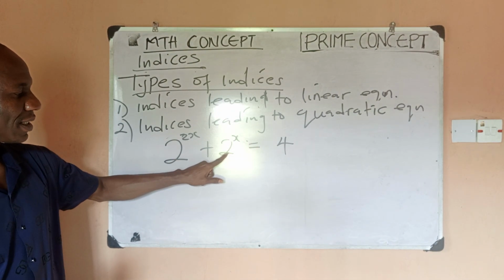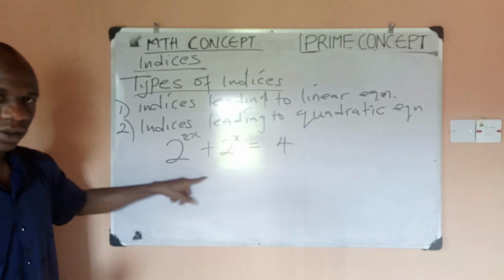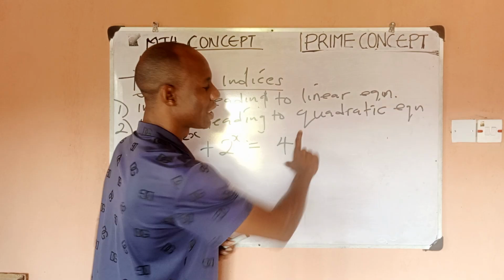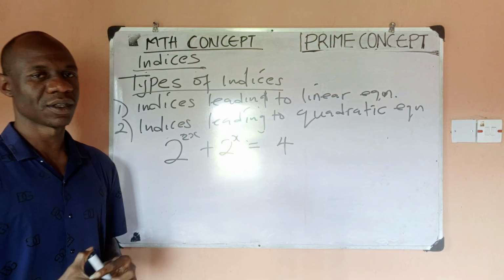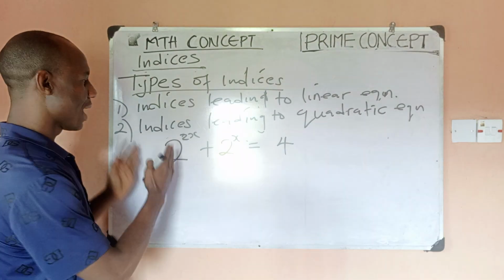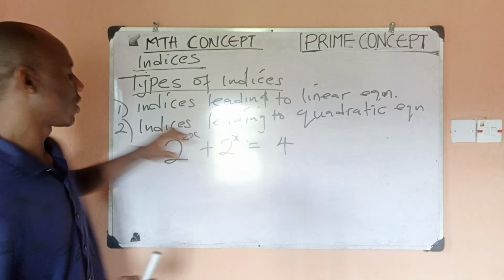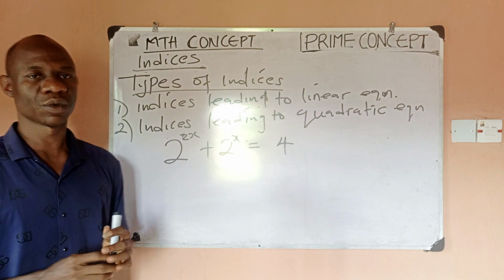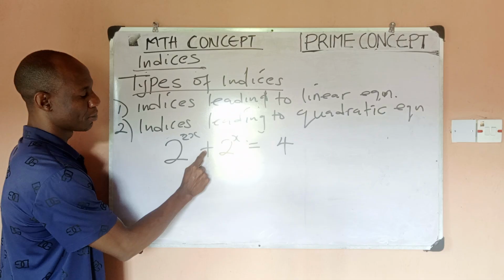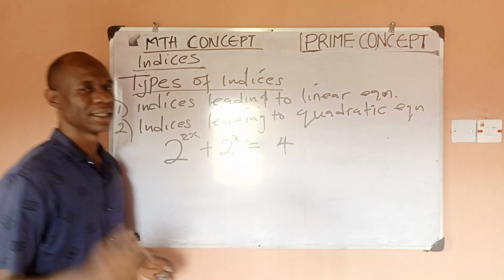When you see this kind of problem, it's very easy. What is separating these two indices is an addition. So when you see this, you should know that these problems would always lead to a quadratic equation. I will show you how to solve them. After explaining the 3 types, I'm going to give a problem that would lead us to linear equation, quadratic equation, and simultaneous equation. Then I'll close the video with that. But you should know that whenever you see indices separated with addition or subtraction, it would definitely lead you to a quadratic equation.